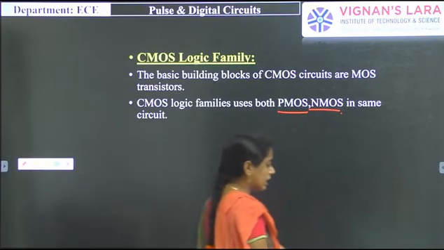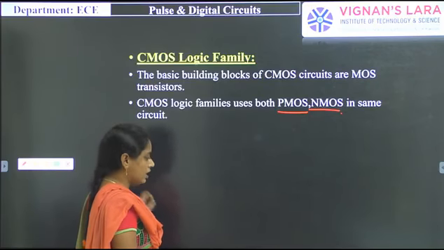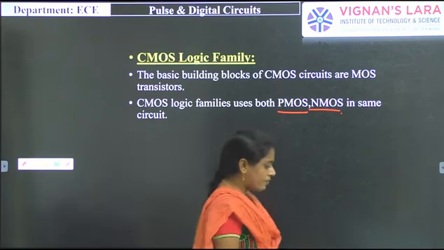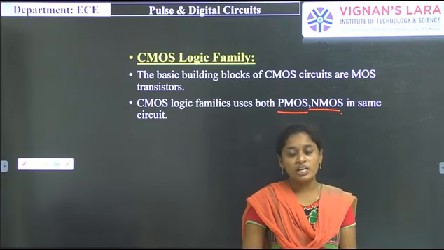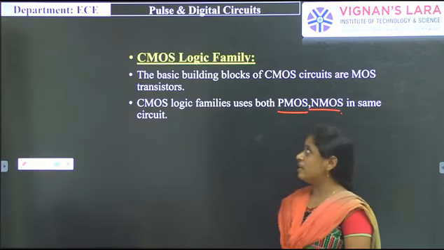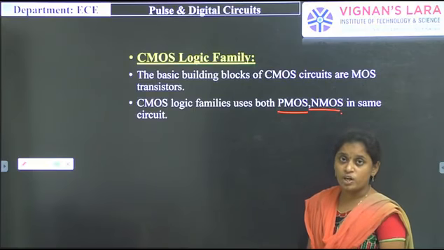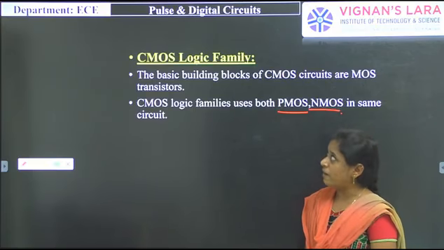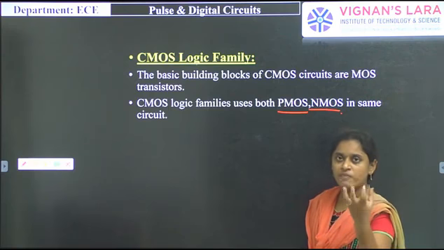Another important thing about this one is the power dissipation, which is low. The dissipation of power will be very less, and at the same time the CMOS logic family is faster than the BJT logic family, and the power consumption will be very less.